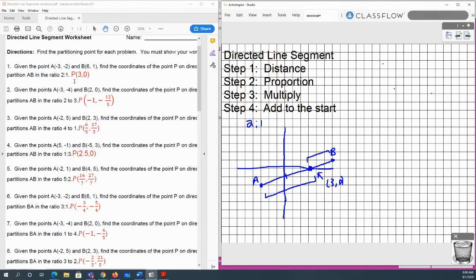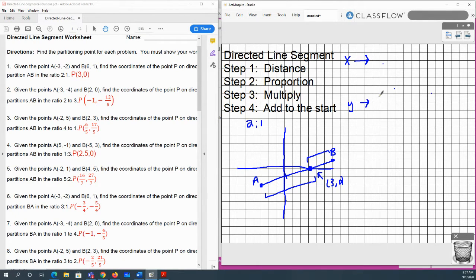Sometimes you probably could just do that. But sometimes it comes out to be weird, nasty fractions. I hate to say nasty, but it comes out to be fractions, and we have to kind of figure it out. So let's go through the steps. So to find this point, we're going to work on X first, and then we'll work on Y. So actually, let's work on them together.